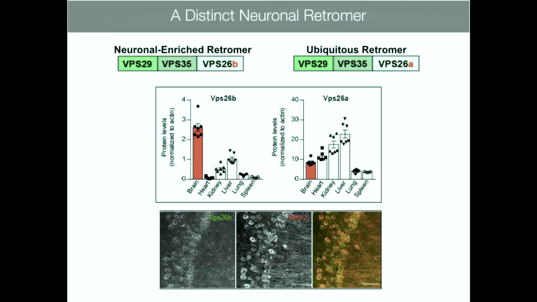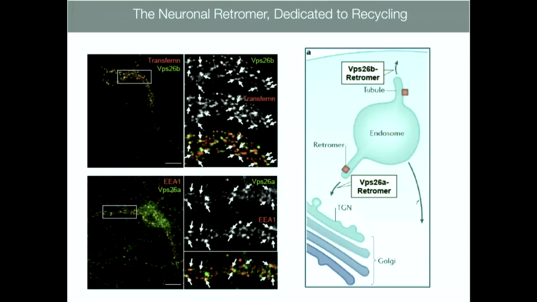Retromer, the VPS-29, VPS-35, VPS-26A, is found in every cell in our bodies, in every cell in the biological world, from mammals to birds to flowers to yeast. Every cell has retromer. Neurons are interestingly endowed with their own separate, distinct retromer. They have two retromers. That must mean something. At least that's what we thought, and that's what's been borne out. So what Sabrina did is use a whole series of cell biological techniques to show that VPS-26B, the neuronal-enriched retromer, is dedicated to the recycling pathway. And the A is more into this retrograde pathway.